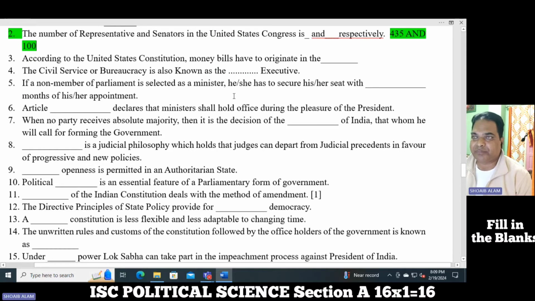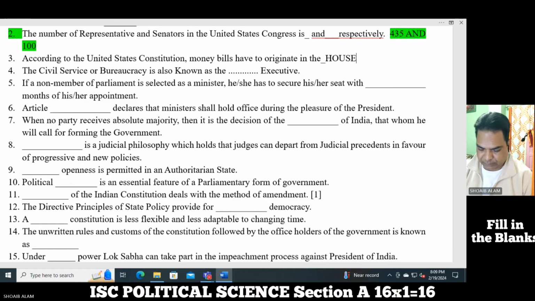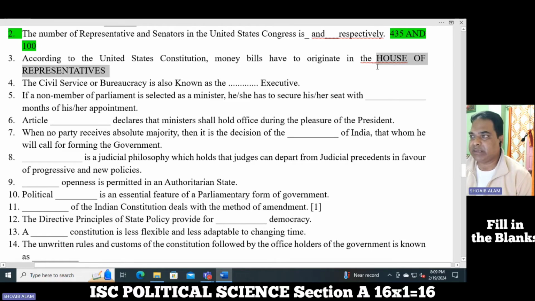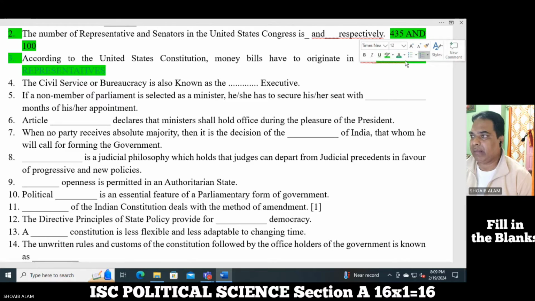Okay, now according to the United States Constitution, money bills have to originate. Where will it originate? It will originate in the House of Representatives. So the answer is House of Representatives.